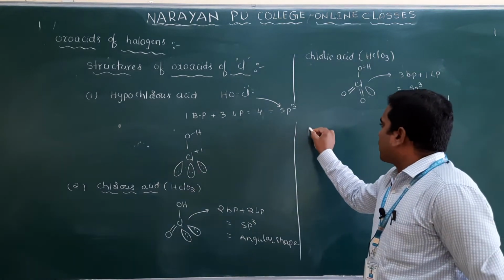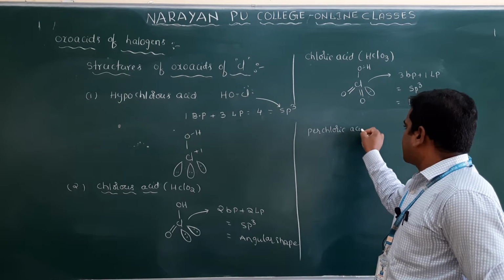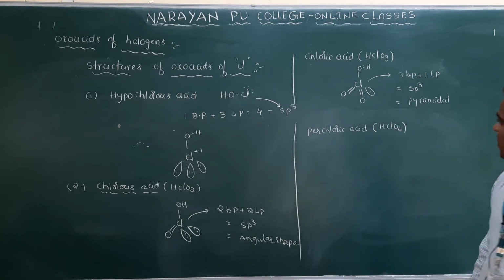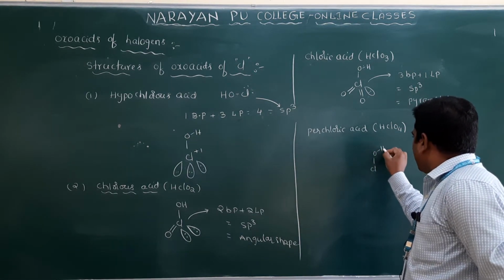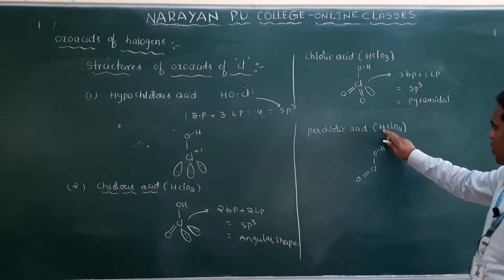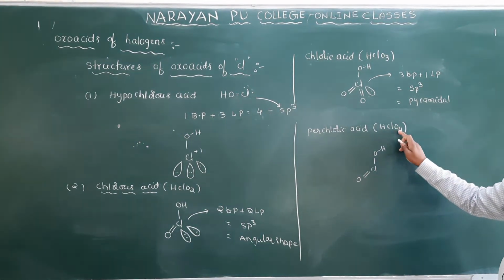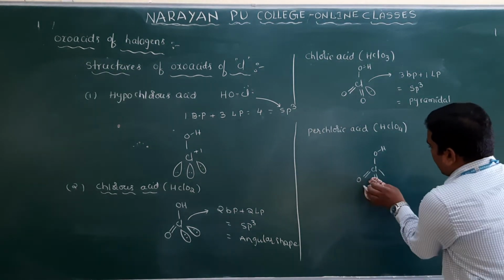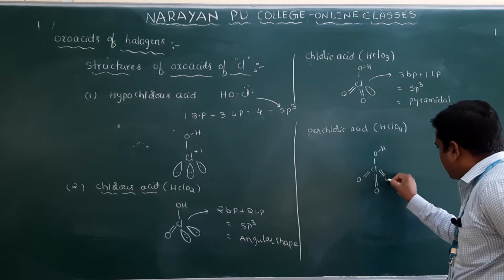And next one, perchloric acid. What is the formula of perchloric acid? HClO4. Clear? HClO4 means, whenever we write the oxoacid, we have to first attach the OH to the central atom, and there will be 1 double bond. Now chlorine is, H is used and 2 oxygens are used, and how many oxygens are left here? Another 2 oxygens. So these two oxygens should be connected through double bonds here. Clear? So this is double bond.